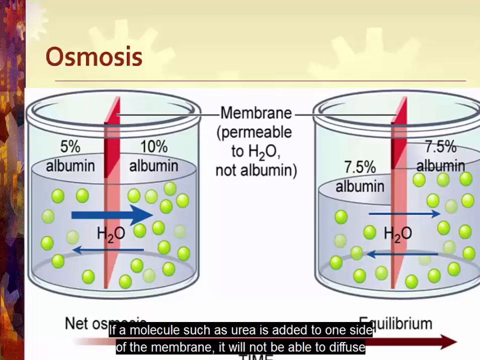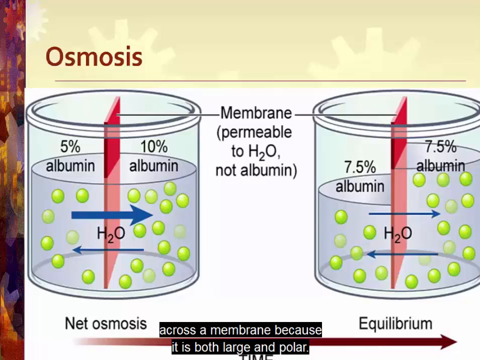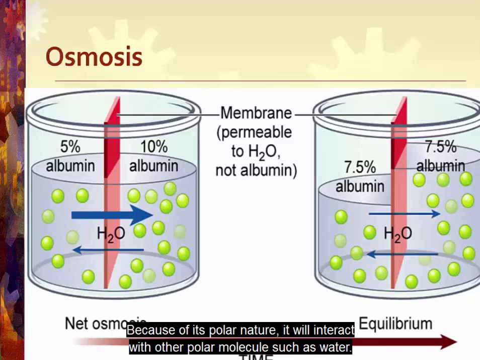If a molecule such as urea is added to one side of the membrane, it will not be able to diffuse across the membrane because it is both large and polar. Because of its polar nature, it will interact with other polar molecules such as water. This interaction reduces the number of free water molecules on the right side.